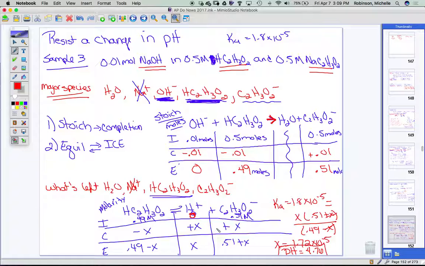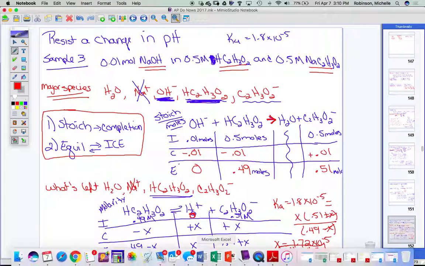Okay, so, I mean, did I prove to you that a buffer resists the change in pH? Okay, that's the hard problem. If you put something in a buffer, it is basically two problems. You have to do a stoichiometry problem to completion, then you have to use those numbers in an ice table to figure out equilibrium. Okay? Just if you recognize it's a buffer and it's a multiple choice, yeah, you can pick the number that's the closest to the original pH. Sure. It probably wouldn't be a multiple choice question.